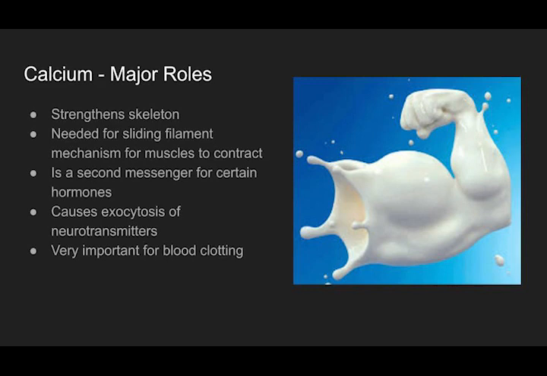Calcium is the other electrolyte we'll be talking about. And its major roles are that it strengthens the skeleton, is needed for the sliding filament mechanism for muscles to contract, is a second messenger for certain hormones, causes exocytosis of neurotransmitters, and is very important for blood clotting.